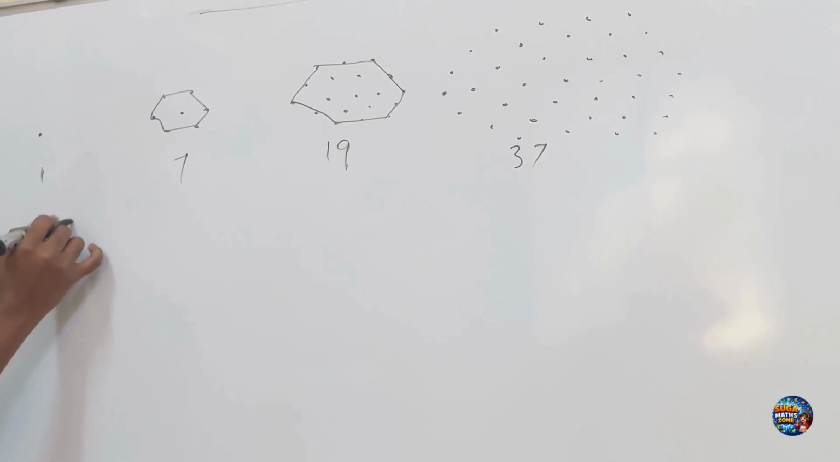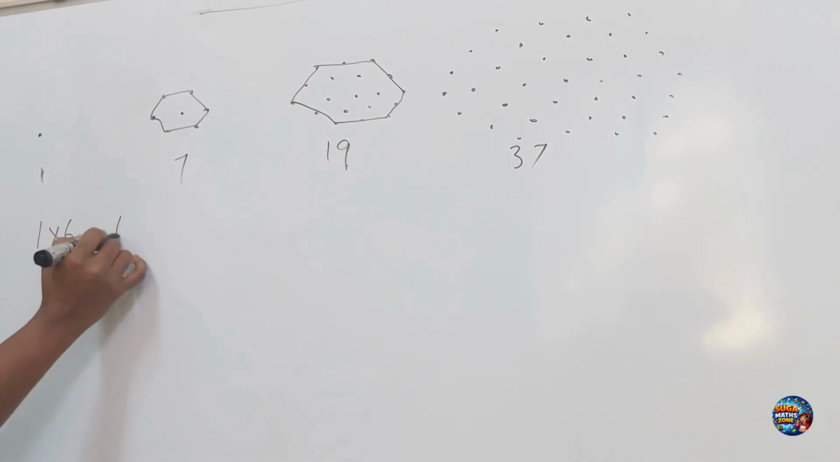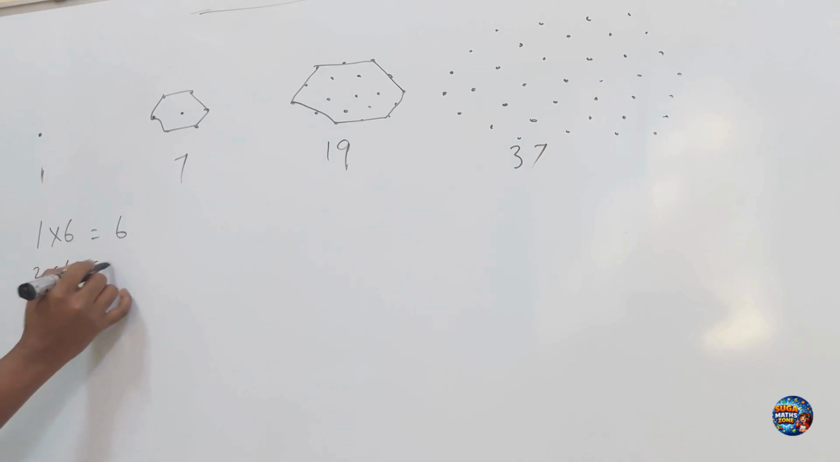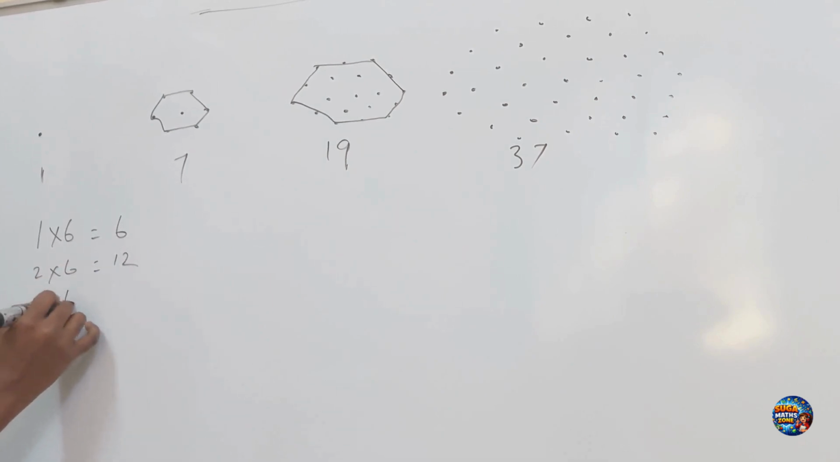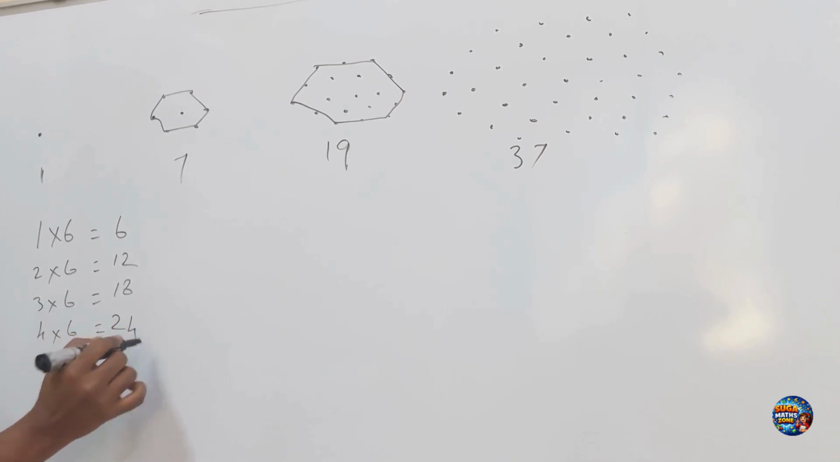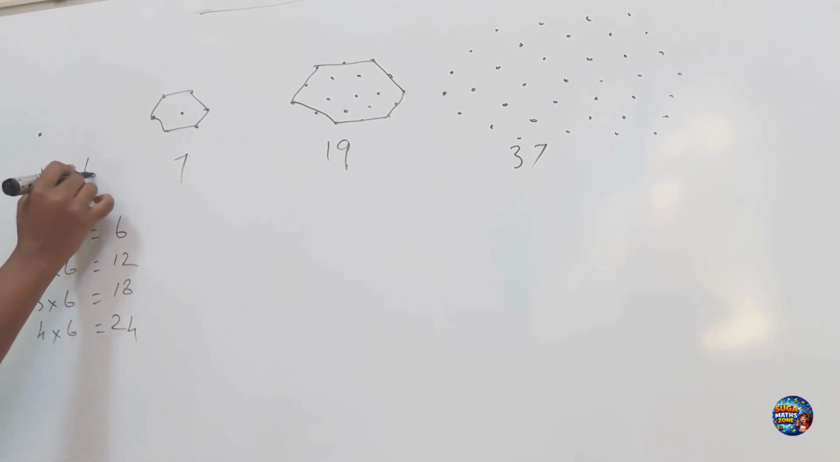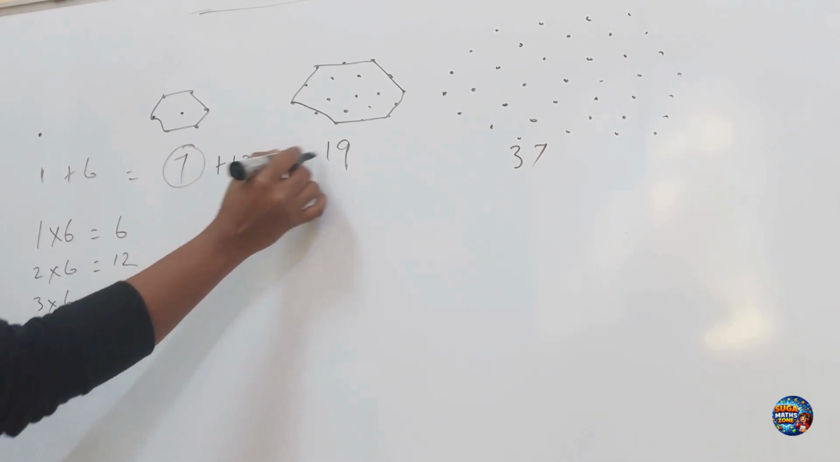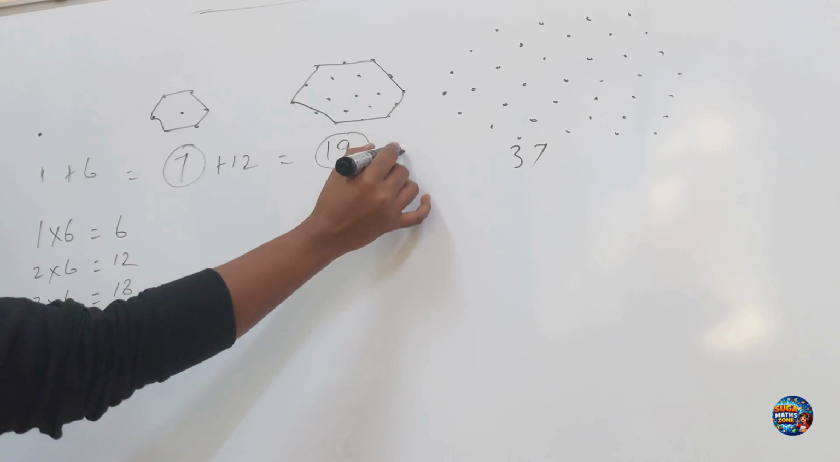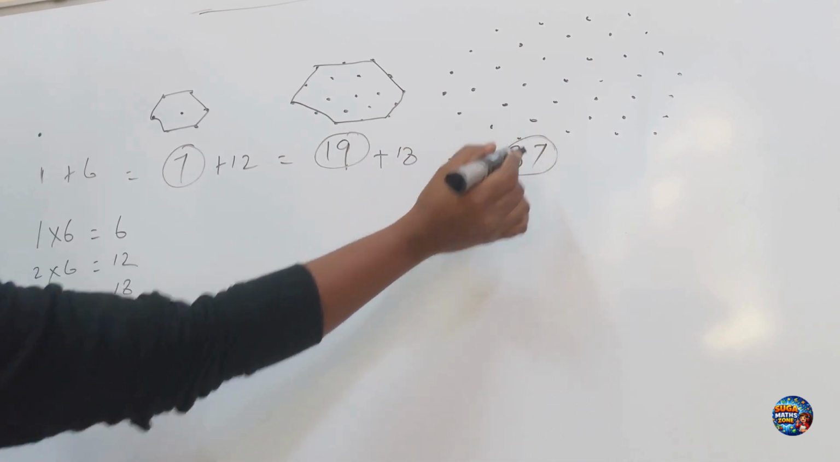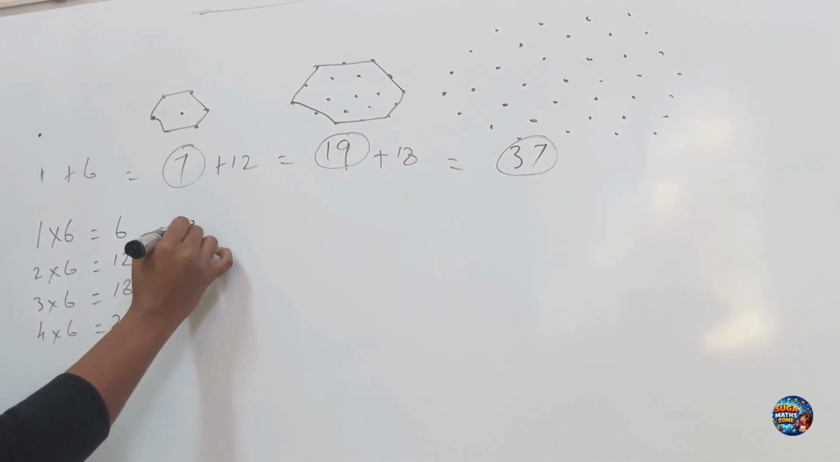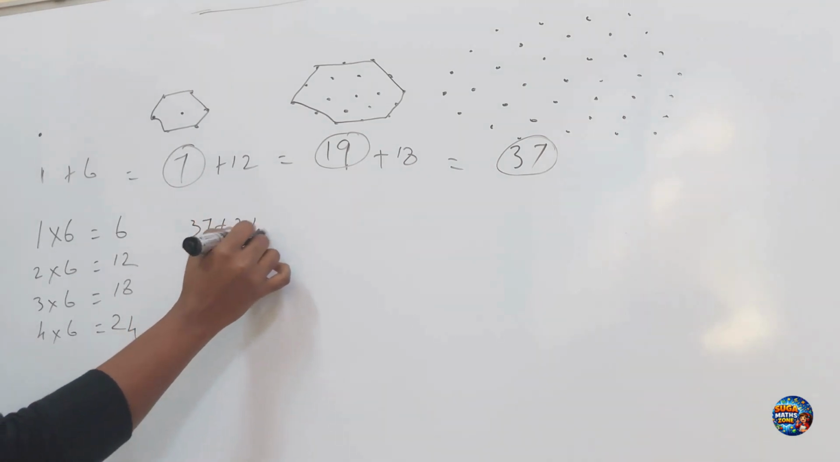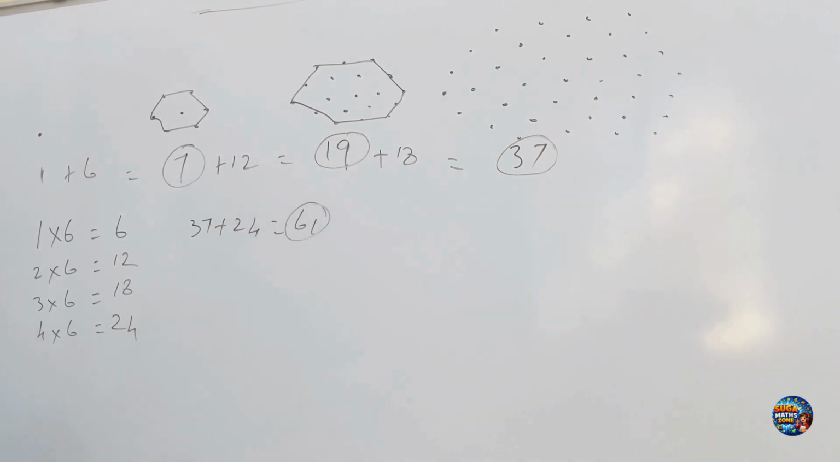So you have to know about the 6 tables. 1 into 6, 6. 2 into 6, 12. 3 into 6, 18. 4 into 6, 24. We can add these numbers, so we will get the next numbers. 7 plus 12 equal to 19. 19 plus 18 equal to 37. So the next number is 37 plus 24 equal to 61. So the next number is 61.